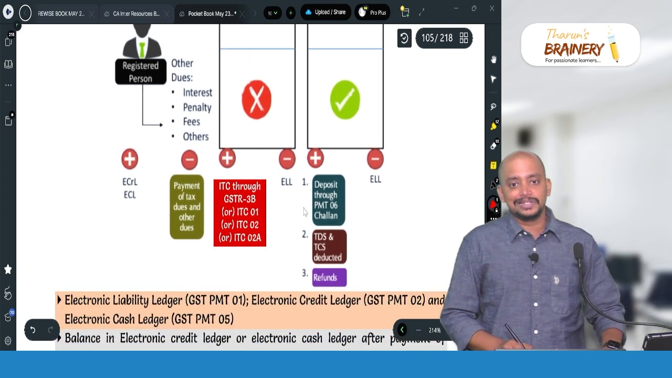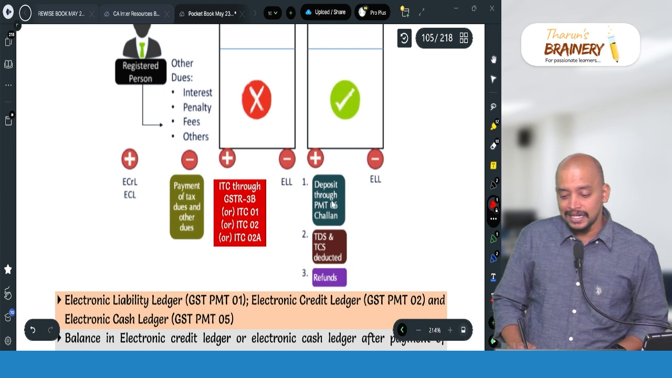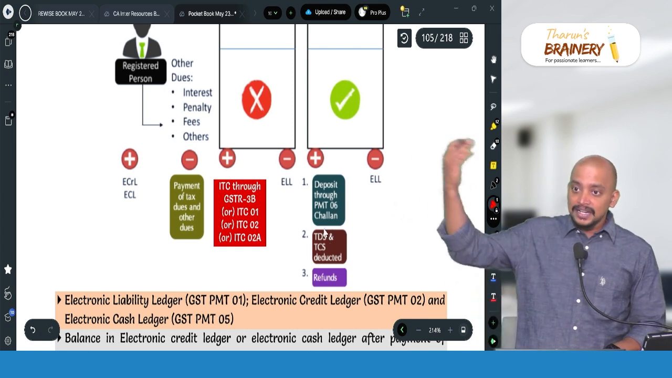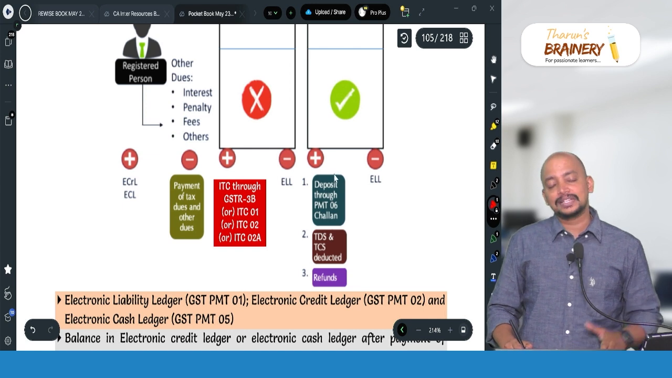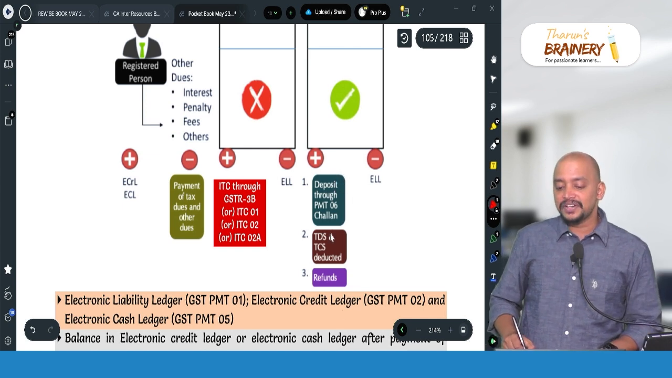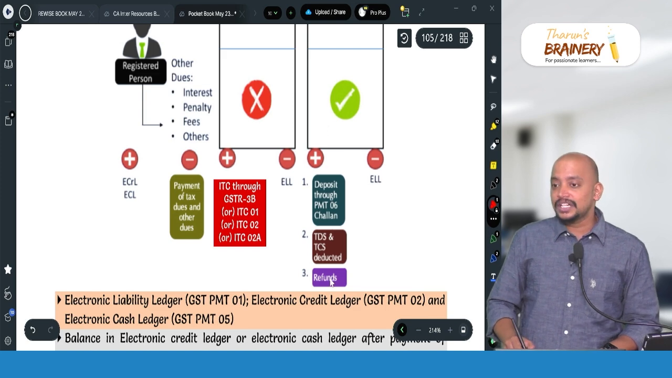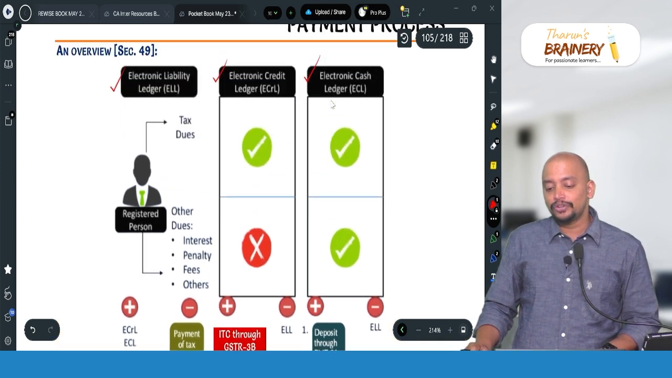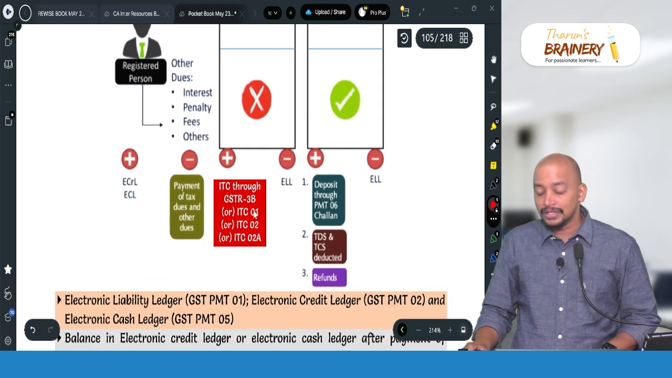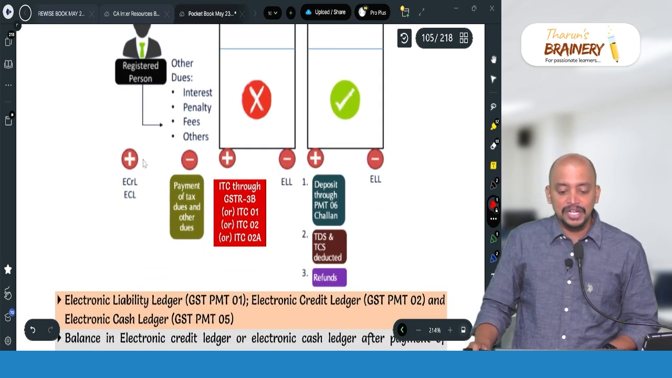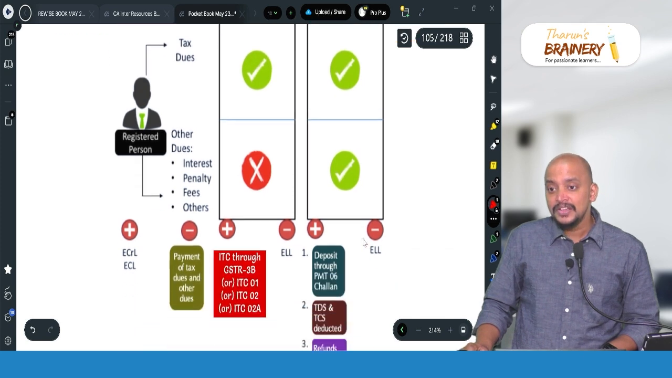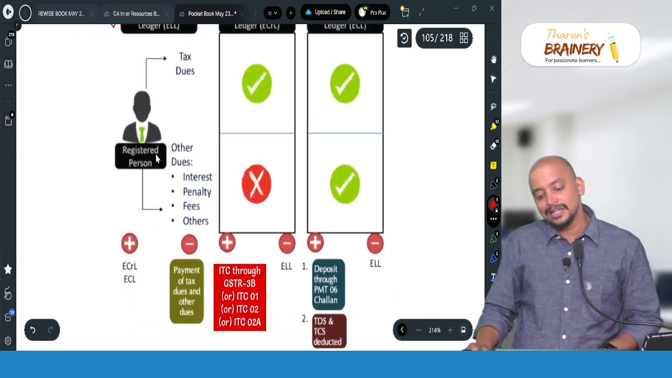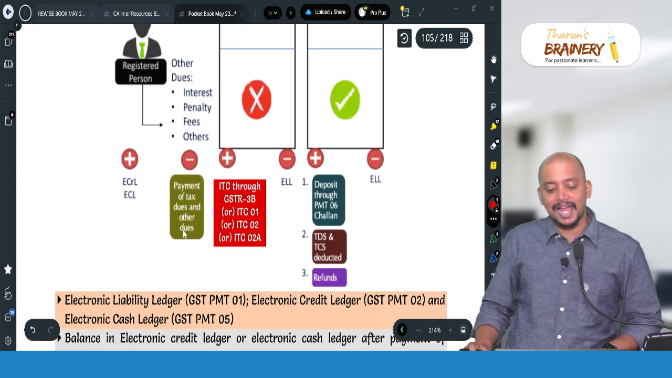Then how money will come into cash ledger? Maybe deposit through GST PMT 6 challan and TDS TCS deducted by recipient and the e-commerce operator. So that will also be given into electronic cash ledger, and any refunds that are to be given, for example excess payment of tax etc., that refund will come into the cash ledger. And whatever money that is coming into the cash ledger, the outflow of the cash ledger is for payment of liability ledger. The outflow of credit ledger and cash ledger will be inflow into the liability ledger, and liability ledger is used for payment of tax dues and other dues.